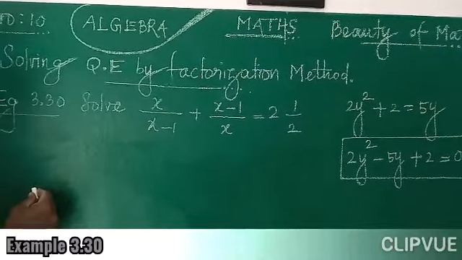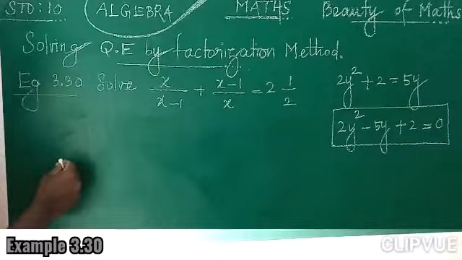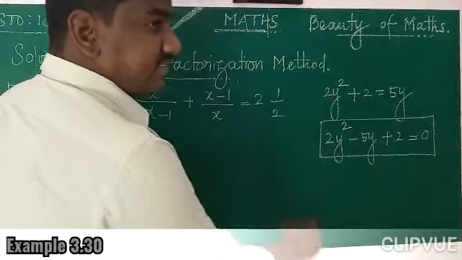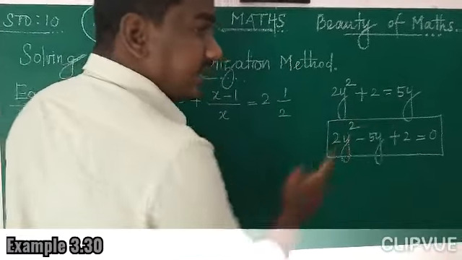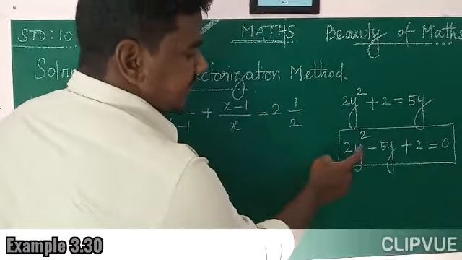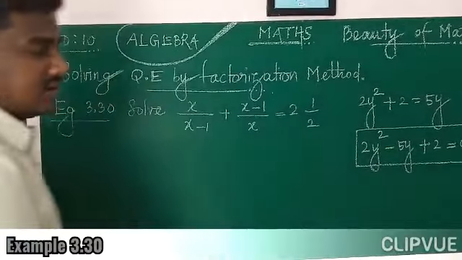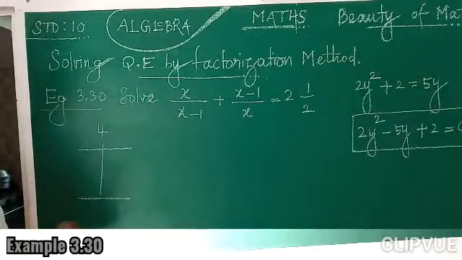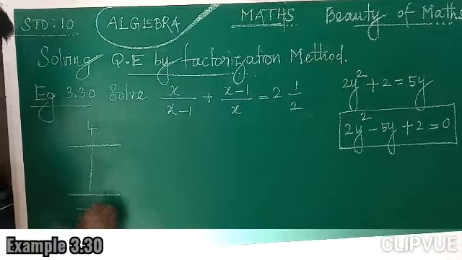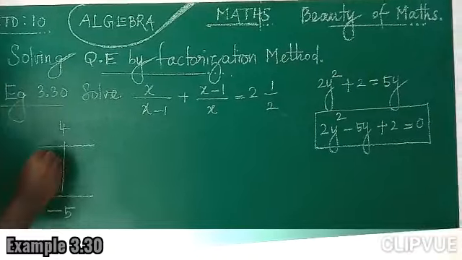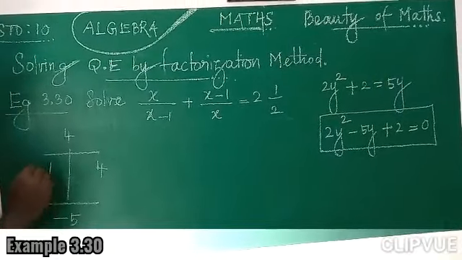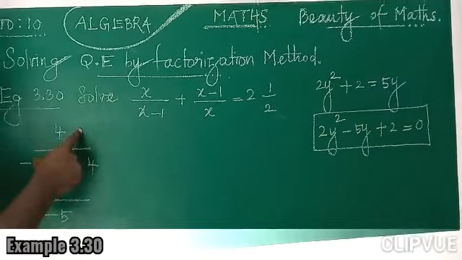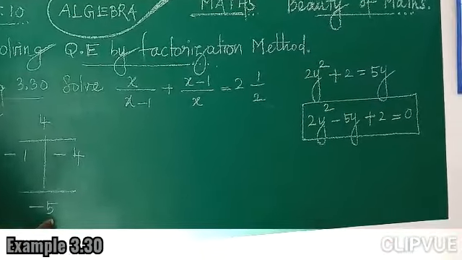2y square minus 5y plus 2 is equal to 0. I told you clearly, if the leading coefficient is not equal to 1, we want to multiply it by its constant term. Here the leading coefficient is 2. It should be multiplied by the constant term. So 2 into 2 is equal to 4. So the product of any two numbers is equal to 4. The sum of the same two numbers is equal to minus 5. So we take 1 and 4. We assign minus for both numbers. Minus 1 into minus 4 is equal to plus 4. Minus 1 minus 4 gives minus 5.